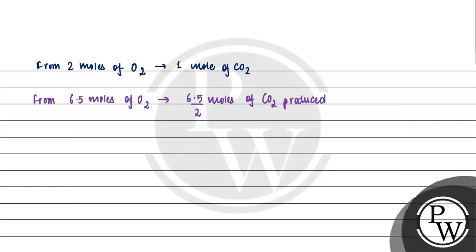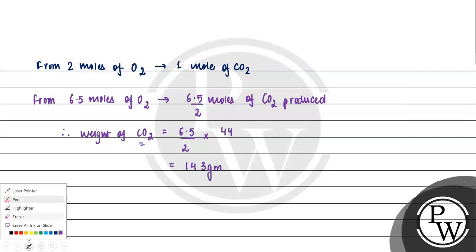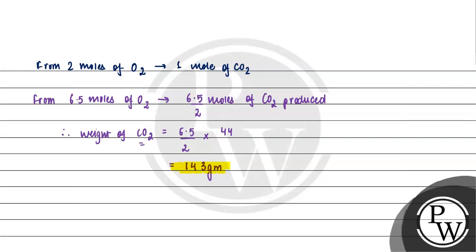So if we talk about the weight of CO2, the weight of CO2 will be equal to 6.5 divided by 2 multiplied by the molecular weight of CO2, which is 44. So our answer comes out in grams. The final answer would be 143 grams.